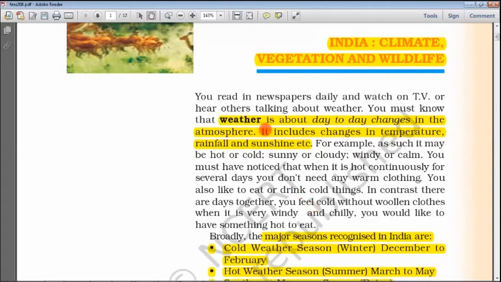Before knowing about the climate of India, we have to know what is weather. It is the day-to-day changes in the atmosphere. It includes changes in temperature, rainfall, sunshine, etc. So this is a kind of temporary feature. It will change from time to time.